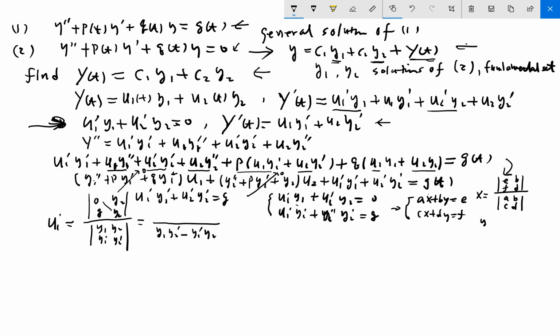So the denominator can be written as y1 y2 prime minus y1 prime y2. The numerator is 0 times this, which gives you 0, then minus y2 g. Similarly, you can find your u2 prime the same way, with the same denominator, y1, y2, y1 prime, y2 prime. Then the numerator, you got y1, y1 prime, then replace the second column by this. Then we find u1 prime and u2 prime. You just integrate the right hand side, and you can find u1 and u2, right? So therefore, we find out Y of t.